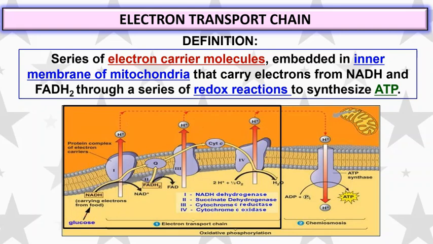And this diagram shows that in the inner membrane of mitochondria, these are the electron carrier molecules that are embedded. NADH and FADH2 that are produced during glycolysis, link reaction, and Krebs cycle will transfer their electrons to these electron carriers. During the transfer of electrons, redox reactions occur and are used to synthesize ATP by oxidative phosphorylation.